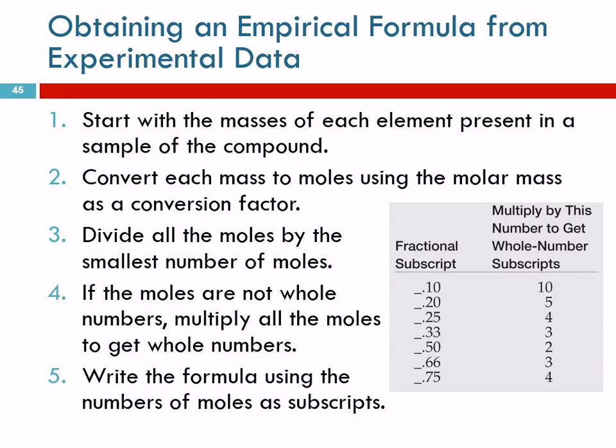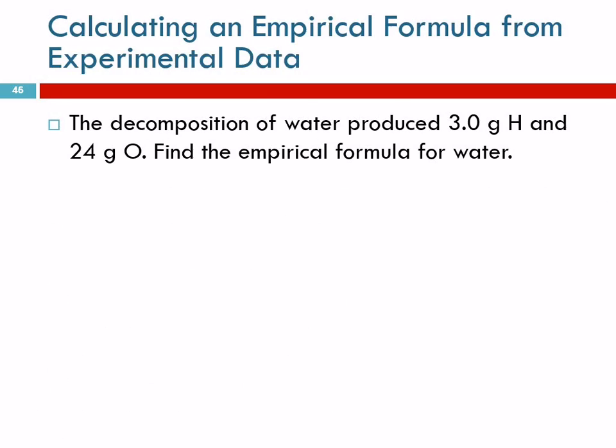The trial and error method actually works pretty well here. If it's not a whole number, multiply by 2. If that doesn't work, try 3. If that doesn't work, try 4. Usually don't have to go past 5. Once you get whole numbers, those whole numbers are the subscripts in your chemical formula. Now, I don't expect that made a whole bunch of sense, so let's do an example.